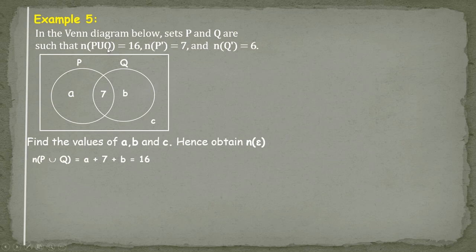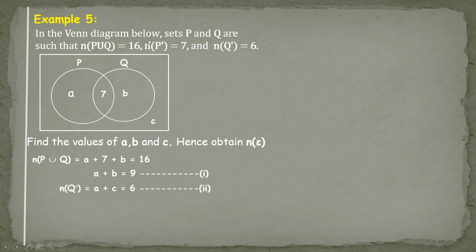So we follow this. We are told that P union Q is 16. Where is the union? A plus 7 plus B should give us 16, which is here. Now that gives us the first equation, A plus B is equal to 16 minus 7, which is 9.